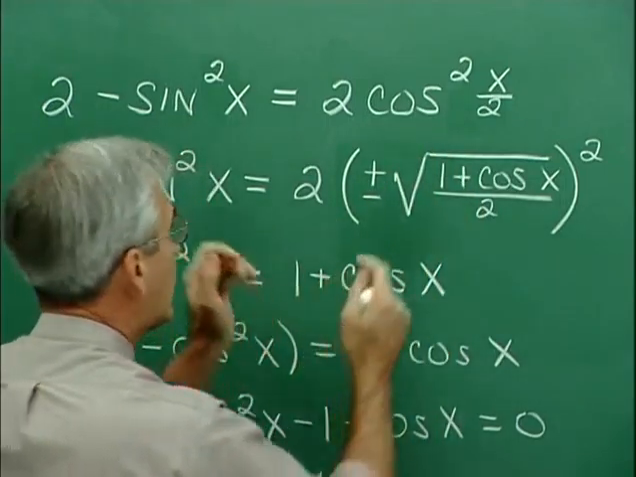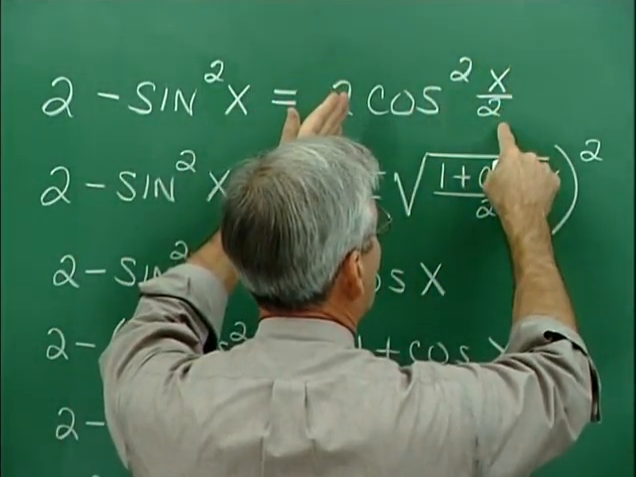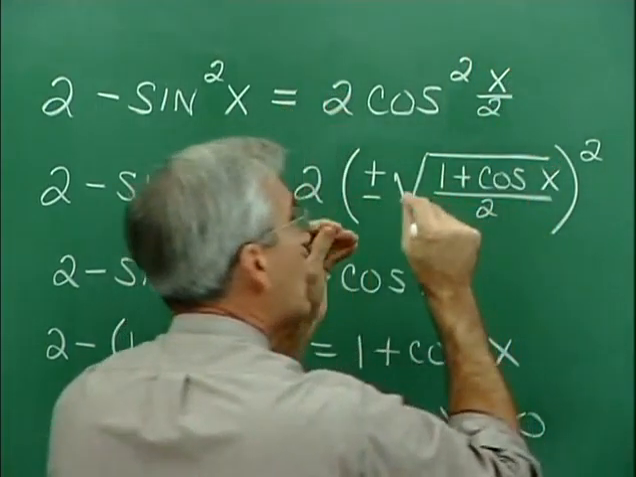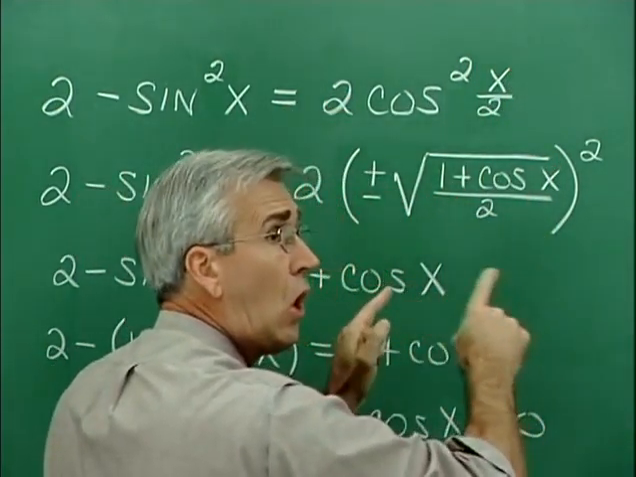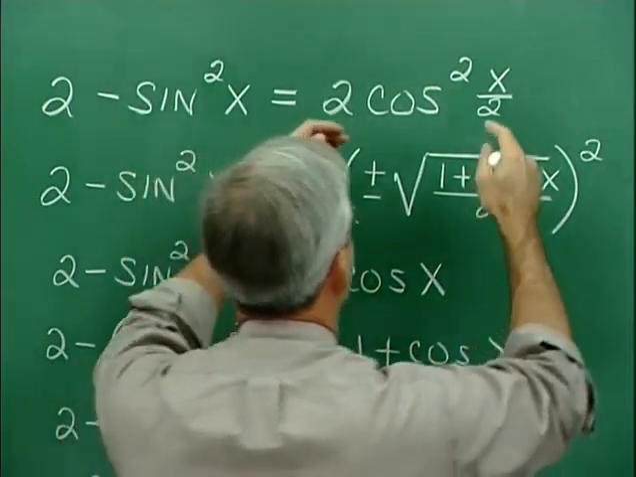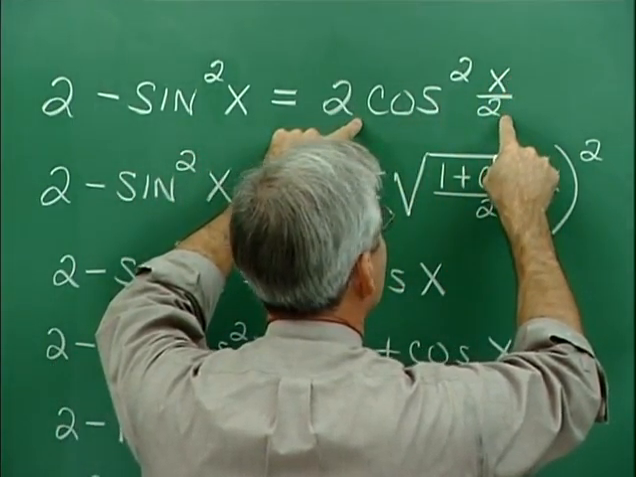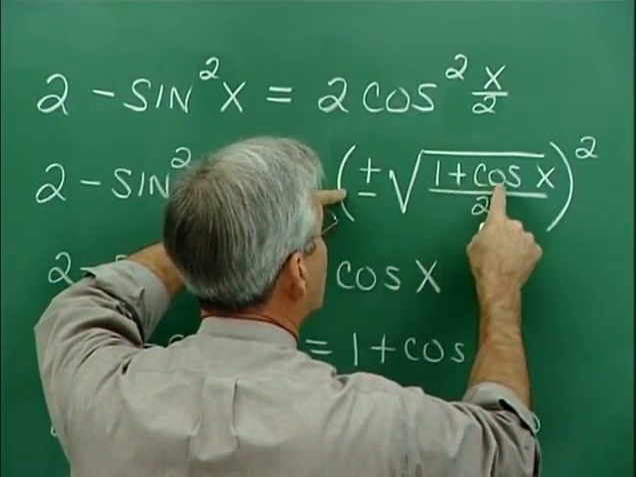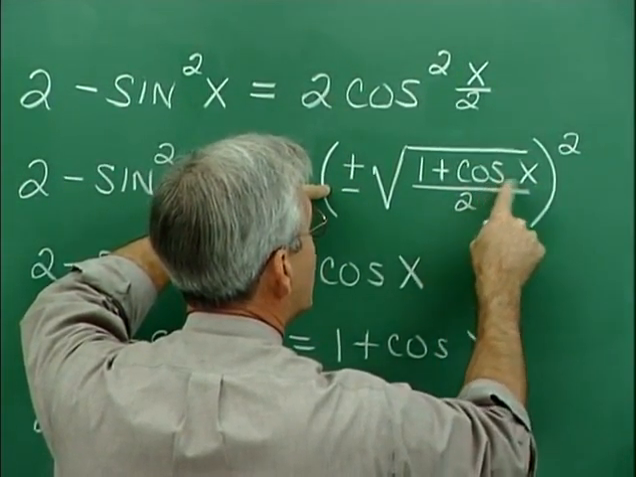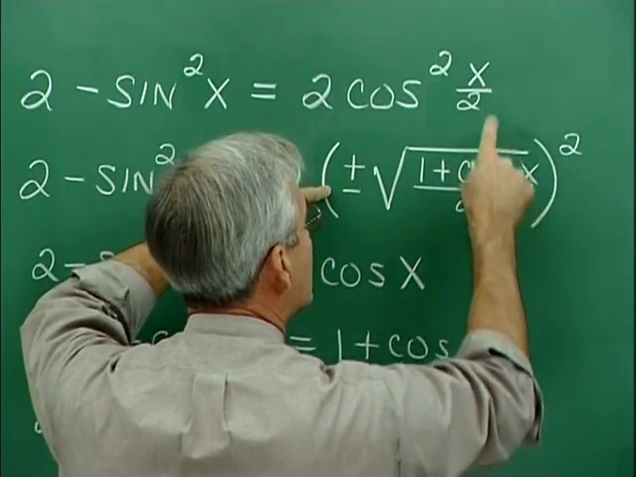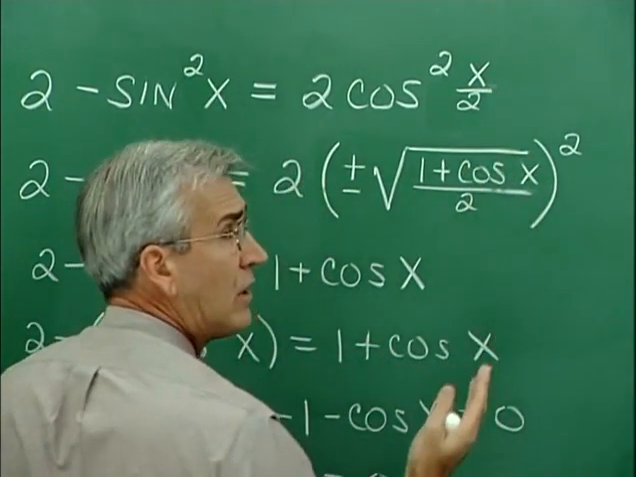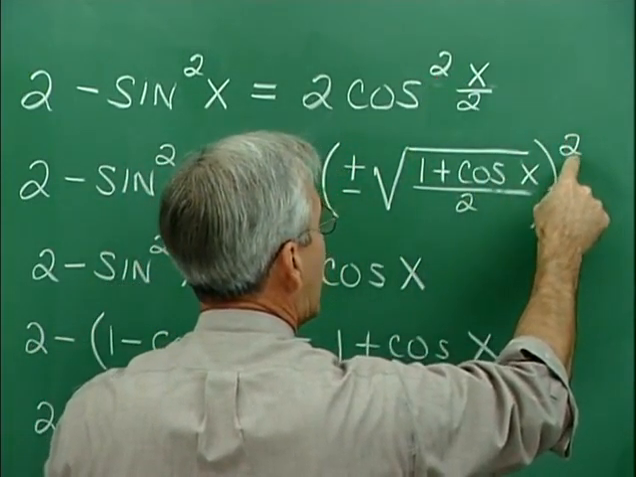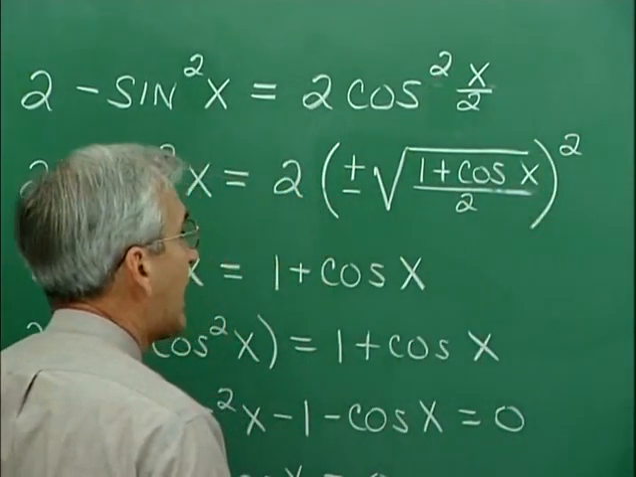Now, we're applying it here with cosine squared x over 2. And remember that cosine squared x over 2 means the cosine of x over 2 all squared. So we're just thinking cosine x over 2, using the half angle formula for cosine, it's plus or minus the square root of 1 plus cosine x over 2. You see, this value is the numerator of that fraction. And that's all there is to it. So we apply the formula.